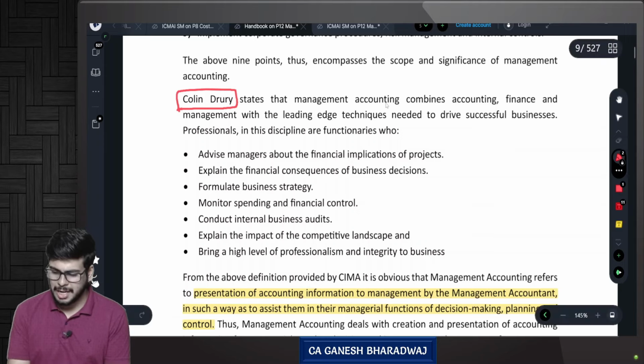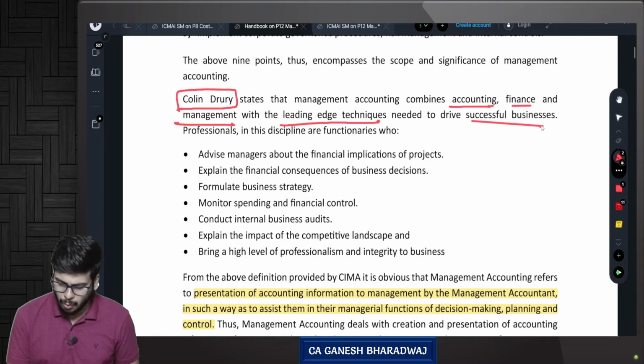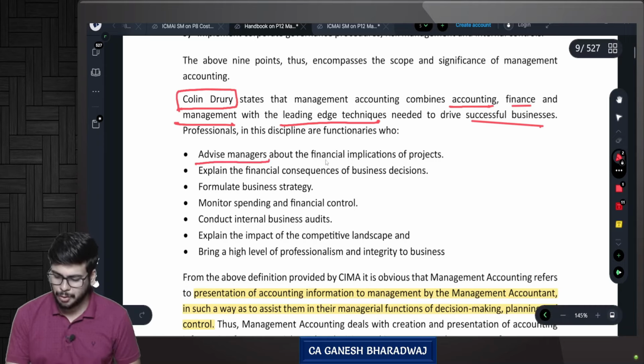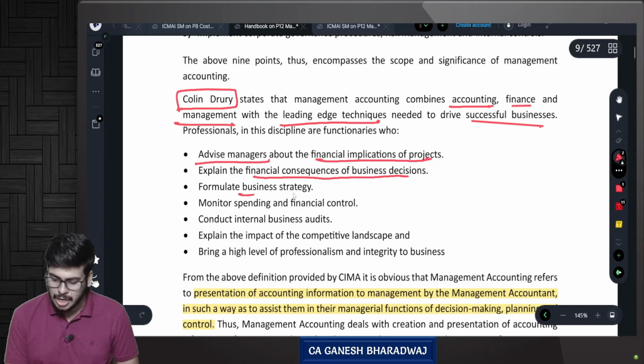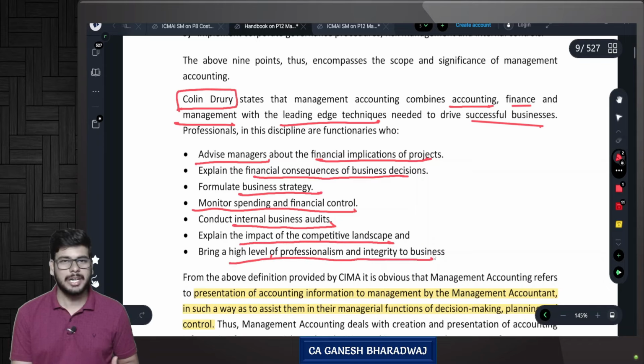He states that management accounting combines accounting, finance and management with leading edge techniques needed to drive successful businesses. He has given his definition and what it involves: advising managers about financial implications of projects, explaining the financial consequences of business decisions, formulating business strategy, monitoring spending and financial control, conducting internal business audits, explaining the impact of the competitive landscape, and bringing a high level of professionalism and integrity into business.